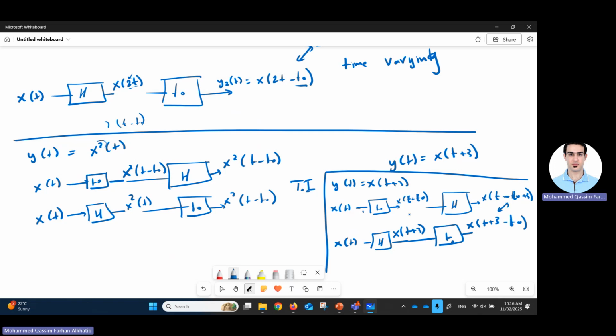Okay. Again, whenever you get confused, go back to the basics. Do shift, then transformation, then transformation, then shift. Will they lead to the same? If yes, then the solution is correct.